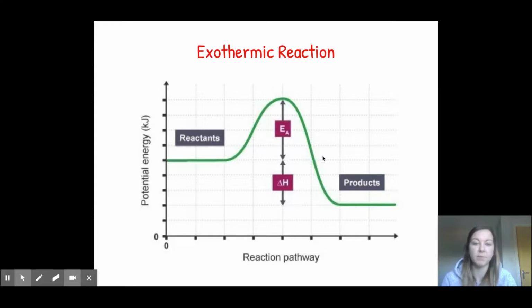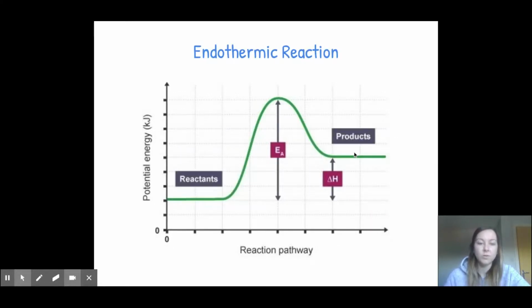So for an exothermic reaction, just a wee recap of what I said before. This will be the activation energy for the forward reaction, but delta H remains the same. So you're going to do products minus reactants. For an endothermic reaction, if you look here, the activation energy is much larger. And the delta H, again, is still the same distance. It's the distance between the straight line of the products and the straight line of the reactants.